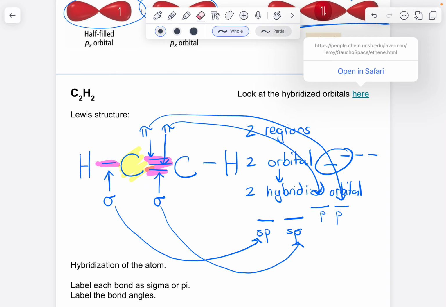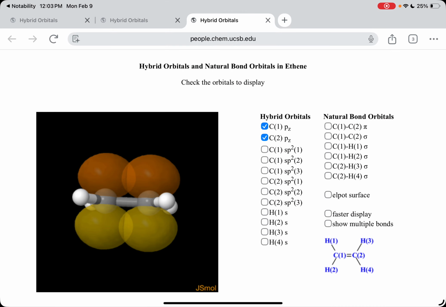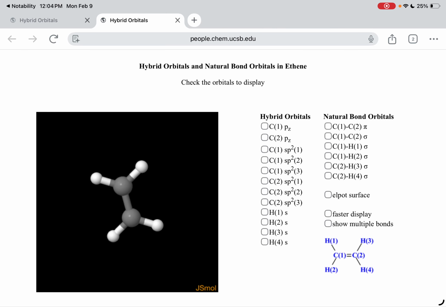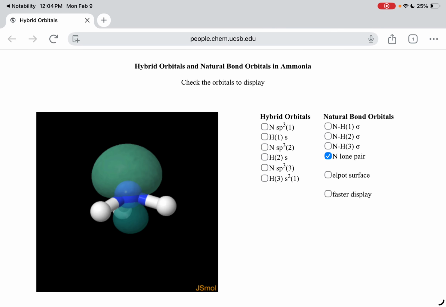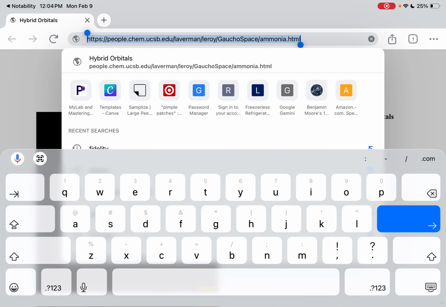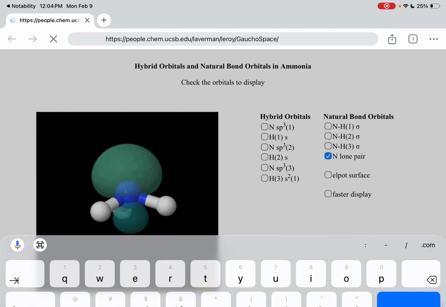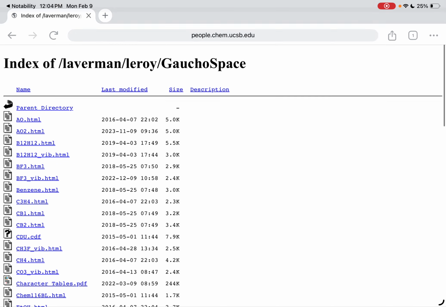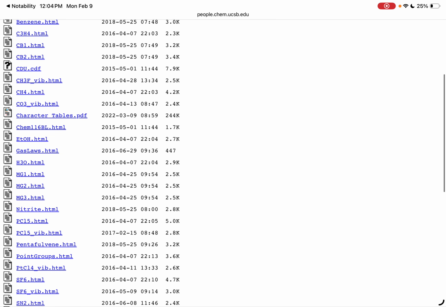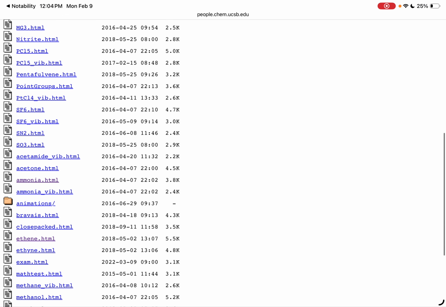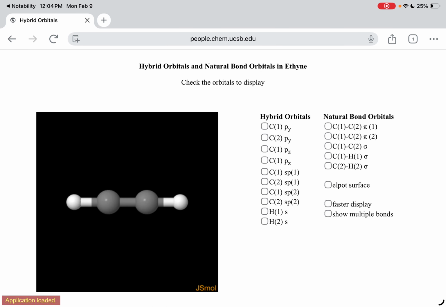All right, so let's look at the picture, the visualization of the orbitals. That is not the right one. It opened up the wrong one. Let's see. Hang on one second. Fine. There we go. Okay.